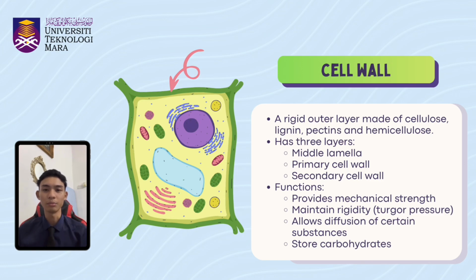It provides support. Its functions: the first is to give mechanical strength. Second is to maintain plant rigidity through turgor pressure. The third is to allow diffusion of some substances. The fourth, to protect the cell from pathogens. And lastly, it stores carbohydrates, especially in seeds.